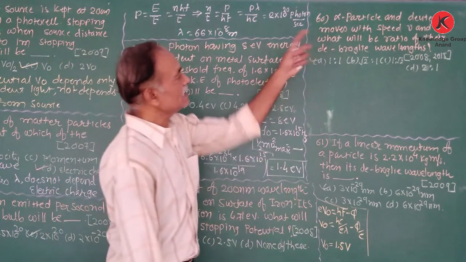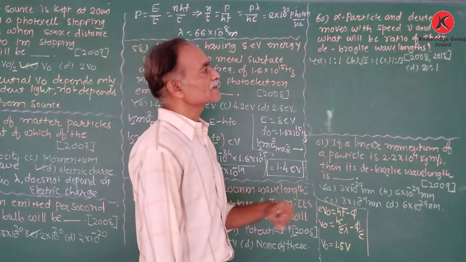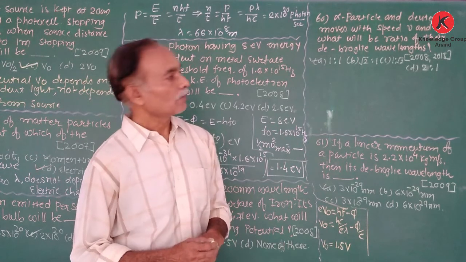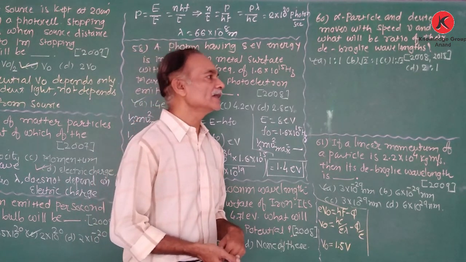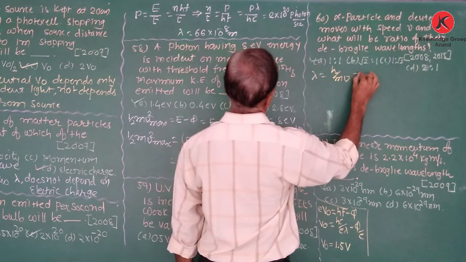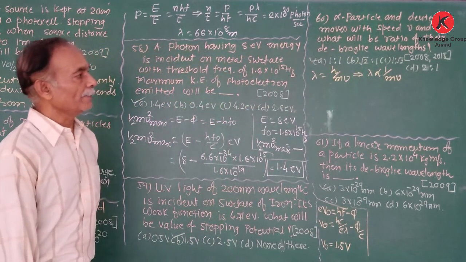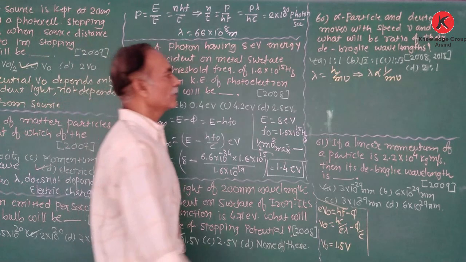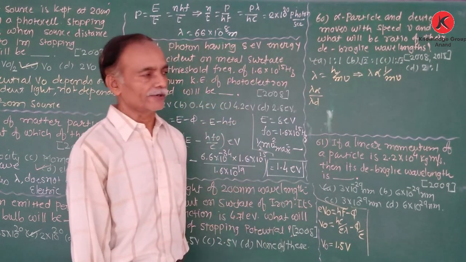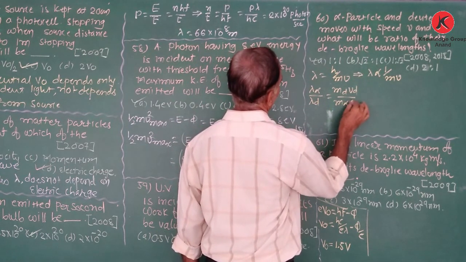After that, the next question asked in 2008 and 2015. An alpha particle and a deuteron move with speeds of v and 2v. What will be the ratio of their de Broglie wavelength? Now we know that de Broglie wavelength lambda is equal to h upon mv. Therefore, lambda is proportional to 1 upon mass into velocity. Therefore, wavelength of alpha particle divided by wavelength of deuterium is equal to mdVd upon m alpha v alpha.